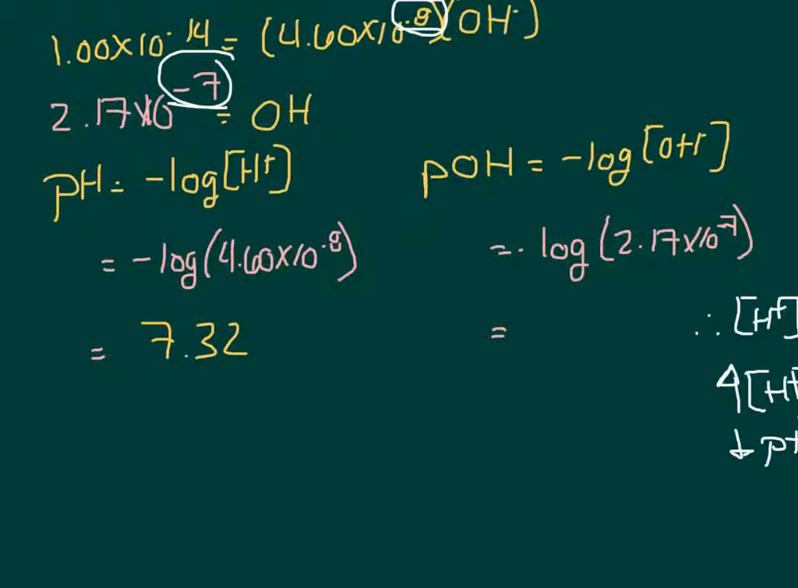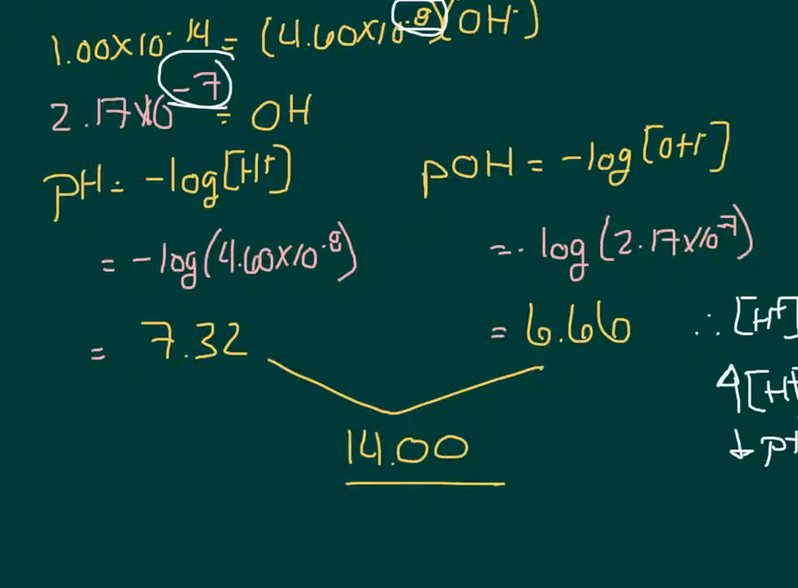7.32, roughly. You can also find your pOH, which is the negative log of your hydroxide, and when you do that in your calculator as well, you'll get 6.66, roughly. Add the two together and you get 13.98, which rounds up to 14.0, which is what you should get either way.